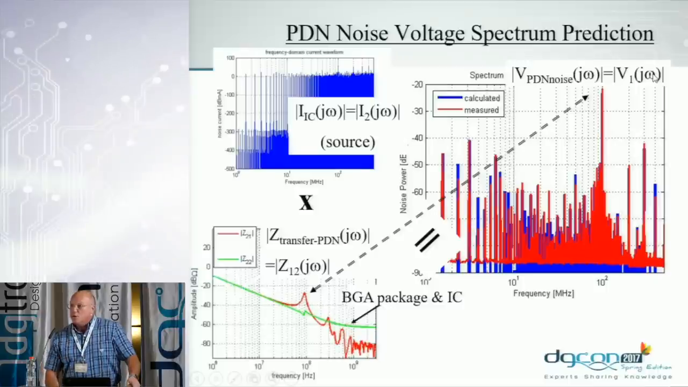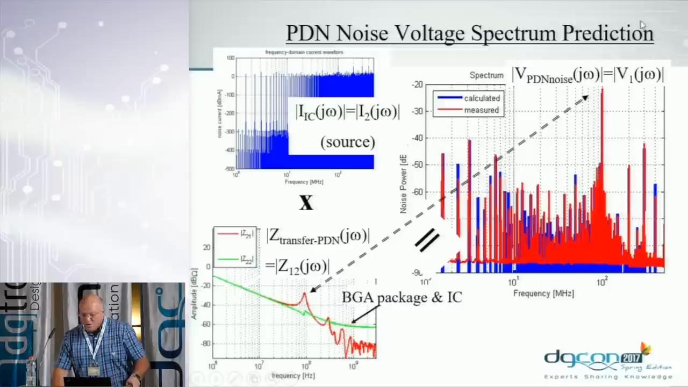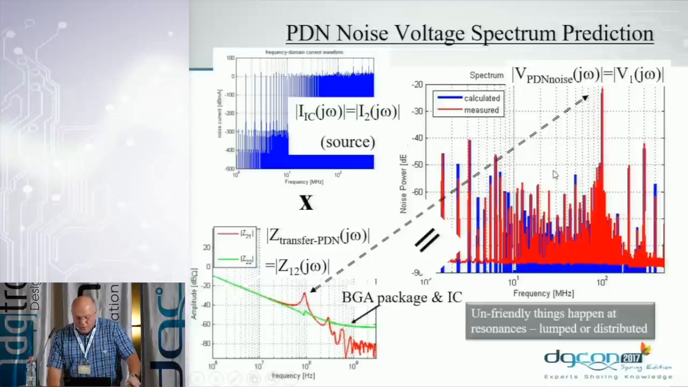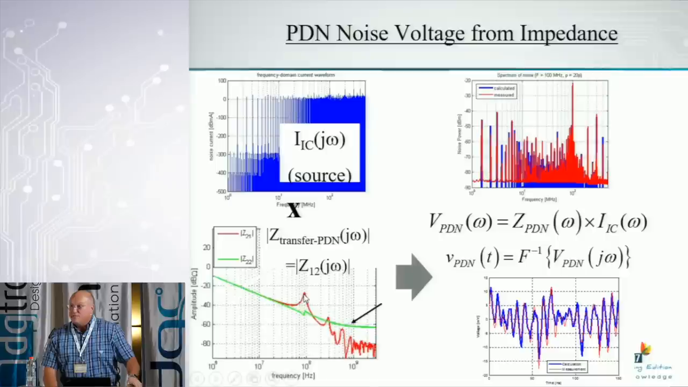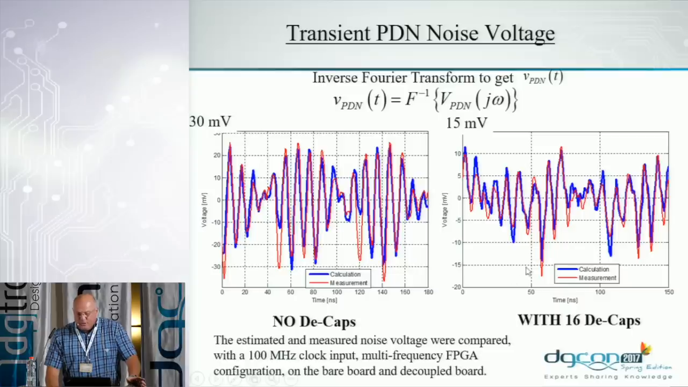We're able to see it at various points, including on the board. Okay, and we see that both in the frequency domain, but if we do an inverse Fourier transform, we also see it in the time domain. One of the spectral components that we see in the time domain is, of course, exactly at that frequency. And we see this on the board. These are just our modeling and measurements.